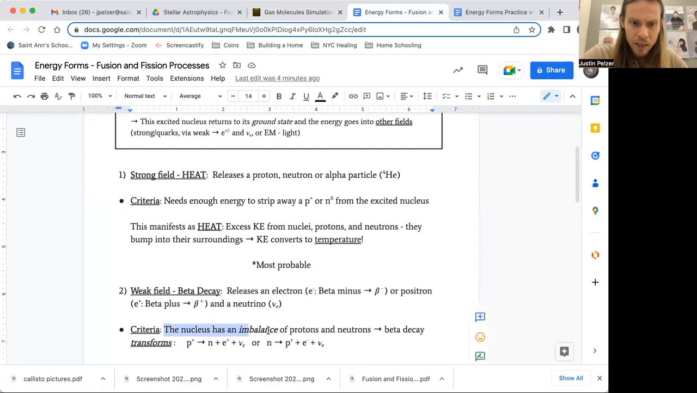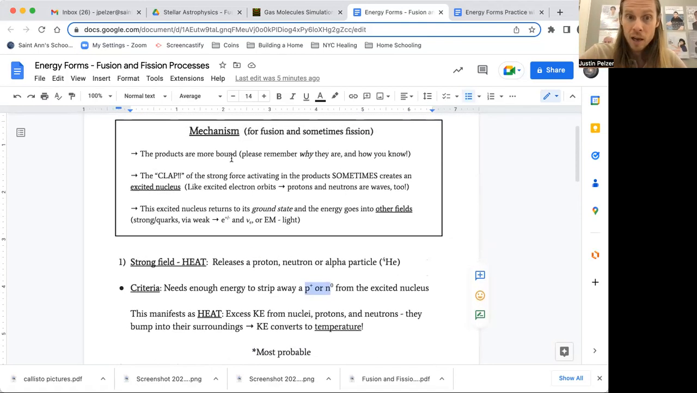Now, if the nucleus has an imbalance, the criterion is that you need enough energy to strip away a proton or neutron from the excited nucleus. Typically you have enough, but sometimes you don't. That is important, and we can calculate that. I'm going to have that as a bonus question on the homework. You can just look at the binding energy. How much energy does it take to strip away one proton? And does my excited state have that much energy? I know how much energy because I calculated that clap. I calculated the amount of energy released.